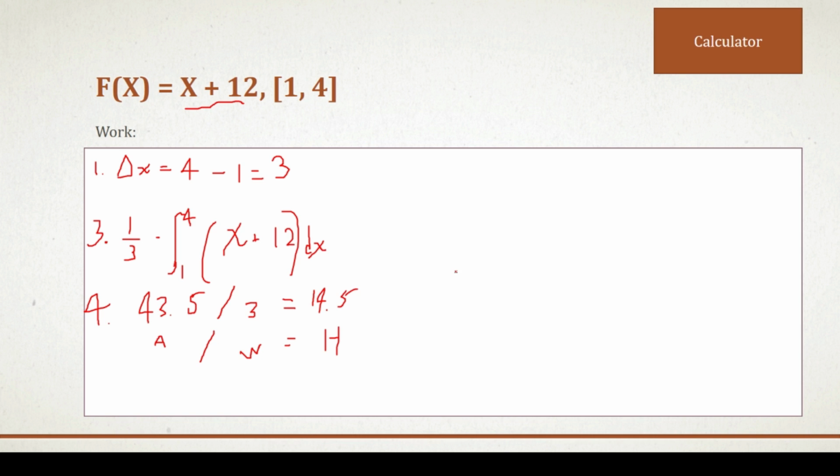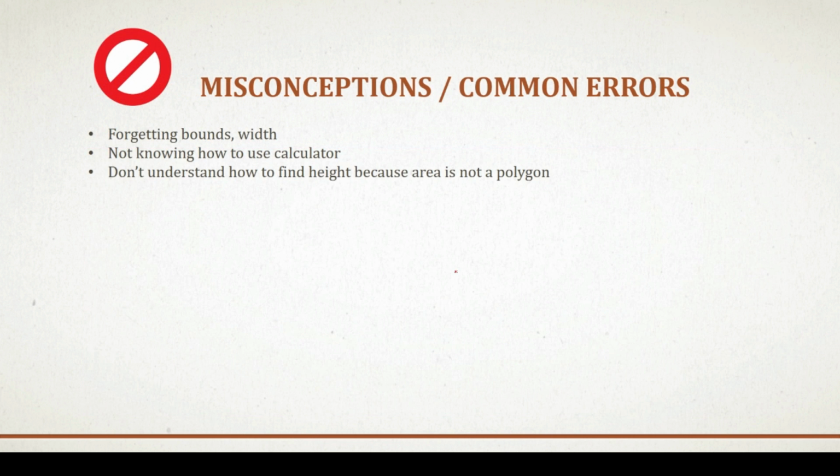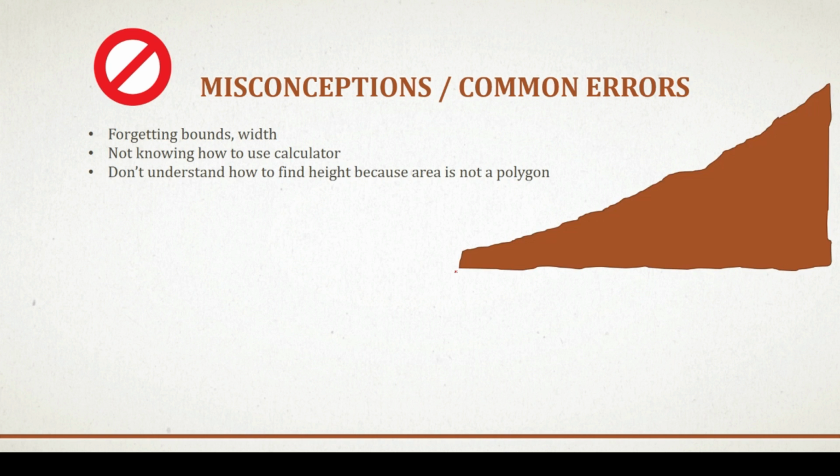Okay, let's move on to some common misconceptions and common errors. Our first one is that sometimes people forget that we're looking at a specific area of the function. We have bounds. We use these bounds to find the width, and we also use them to create the integral. If you don't recognize that, then you're not going to be able to solve these problems. We're basically trying to find the average value of a section of the function, not of the entire function itself. The next common error is that people often don't know how to use their calculator to find the integral.